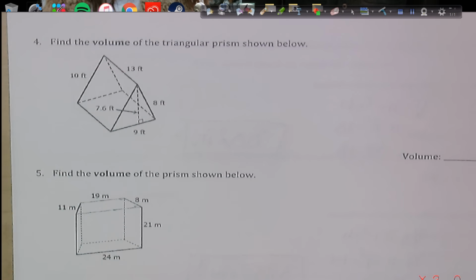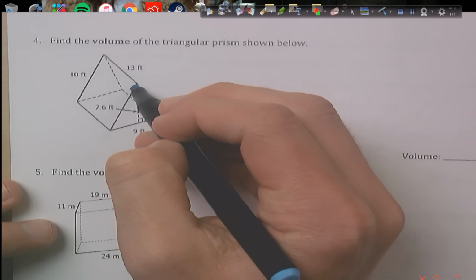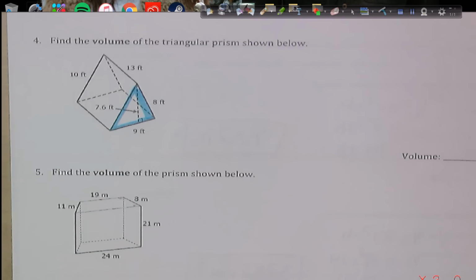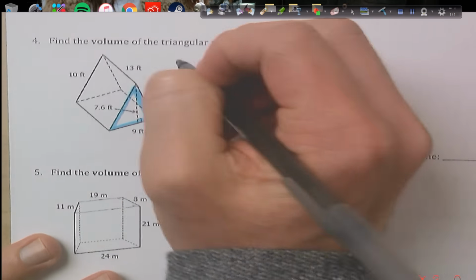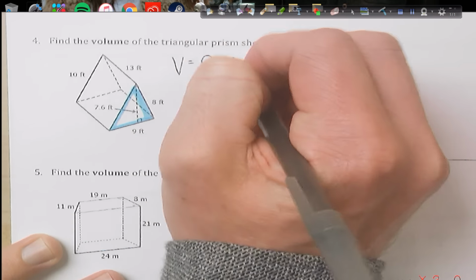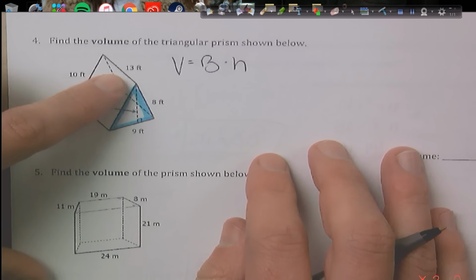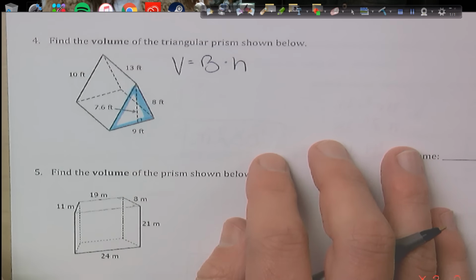Okay, so on this one, our base figure is this piece right here. What I like to do on this volume is big B times H. A lot of times I'll put the height in right away. The height is the distance between the two bases, which is going to be 13.